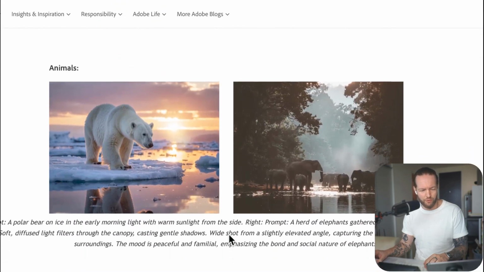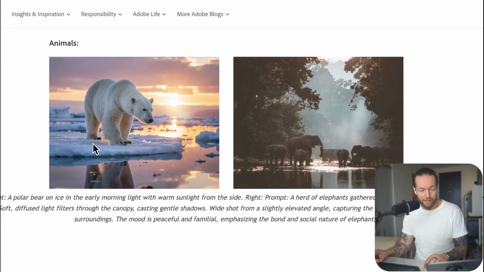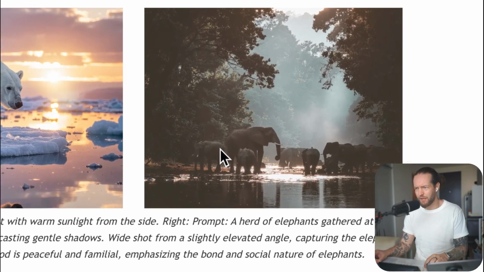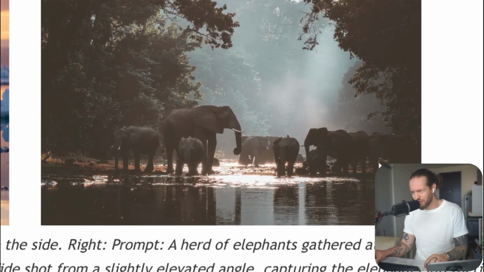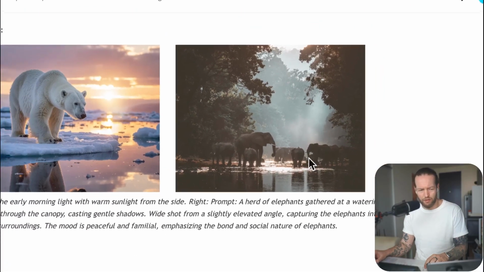But then we go into animals. Here we have another nice polar bear photo, as well as elephants with a long shot of them walking in the water and so forth. It does look a little bit messy and it's quite hard to see the imperfections here. It looks quite good though overall.